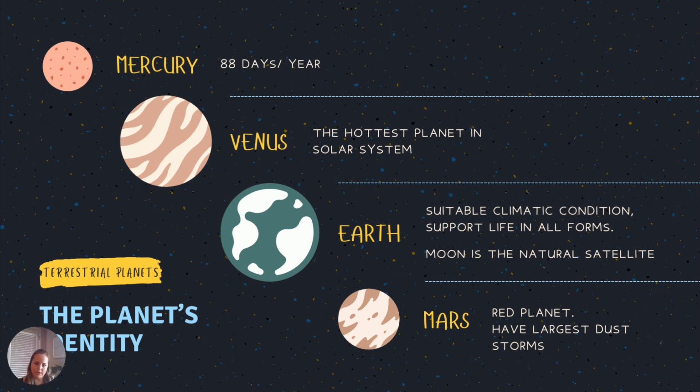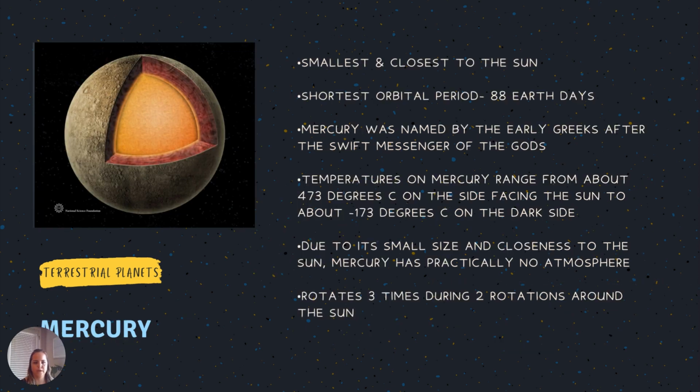Earth is the only planet that has the correct atmosphere and water available for life, and we only have one moon. And then Mars is our red planet. It has very large dust storms, and it has the largest volcano in our solar system on it. So we'll talk about them individually really quick.